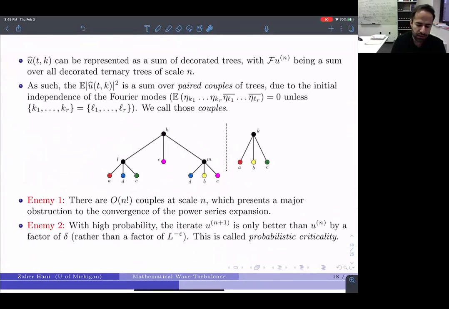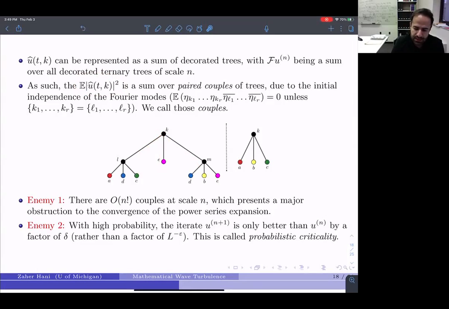So this means that U hat can be represented as a sum of decorated trees. These are what we call the diagrams, such that the nth iterate is the sum of decorated trees of scale n. Ternary trees of scale n. Ternary means that each branching node has 3 children.